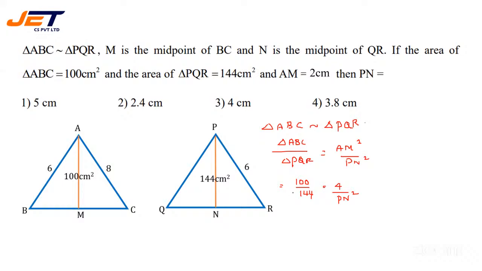And how about this AM? They say that AM is 2 centimeters. So AM square should be 2 square, 4. So PN we don't know. But using this property, we'll be able to find out what PN is.